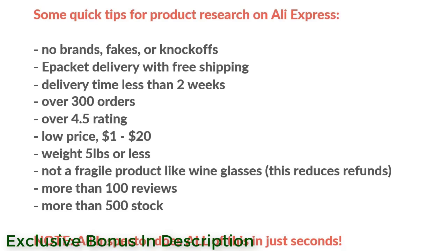And then you want to see products that have over 300 orders, a rating over 4.5, and you want to look for low-priced items so you can mark them up pretty high, so between $1 to 20 bucks. Also, you want to look at products that don't weigh a lot because it will cost more for shipping. And try to stay away from fragile products like wine glasses. Those types of things can really reduce refunds. In addition, you want to look for products that have more than 100 reviews and have at least 500 in stock. And the cool part is, AliInspector can do all this in just seconds.